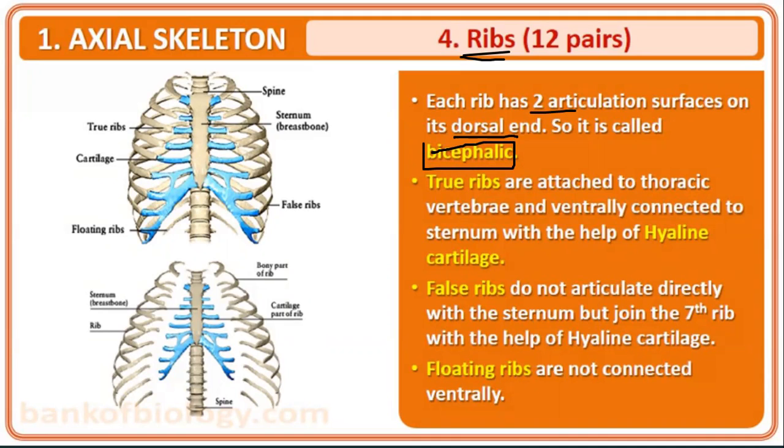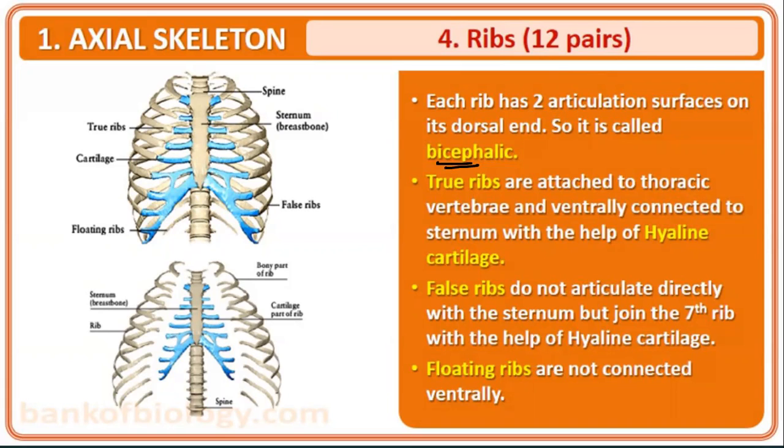What do you mean by articulation? In yesterday's class itself, I told you what an articulation is. Articulation means the connection. So each rib has two connection surfaces on its dorsal end, so it is called a bicephalic condition.